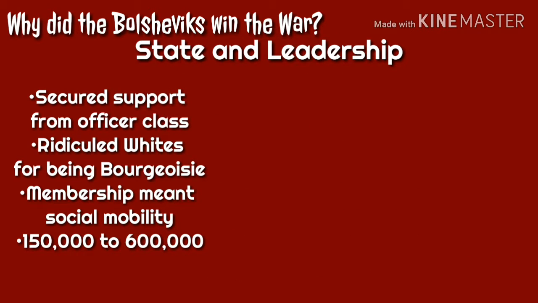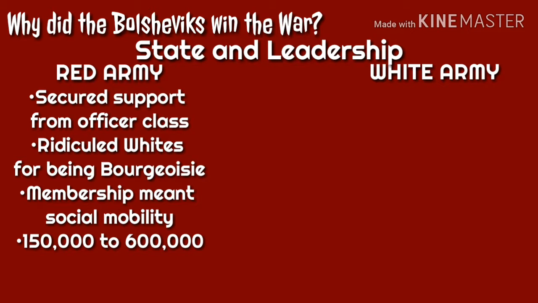State and leadership. The Red Army secured the support from the officer class, and they ridiculed the Whites for being bourgeoisie. However, this was ironic, seeing as the state had been staffed with the bourgeoisie as well, because membership meant social mobility. The membership rose from 150,000 to 600,000.